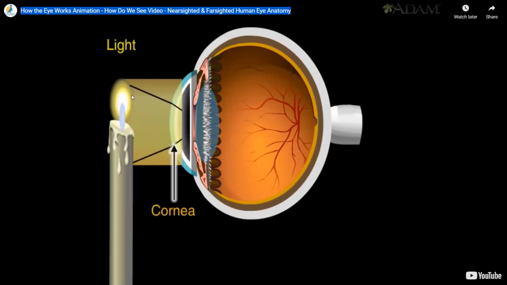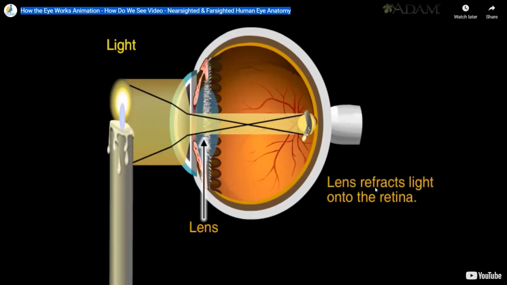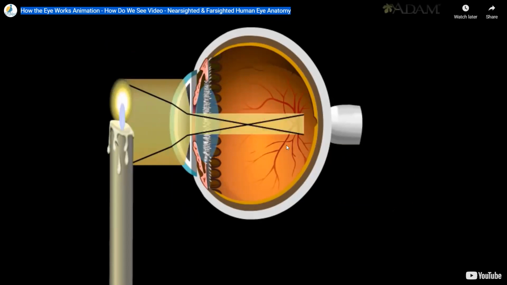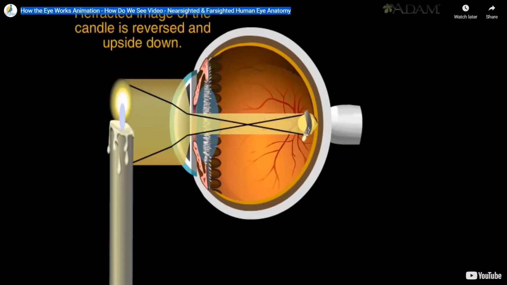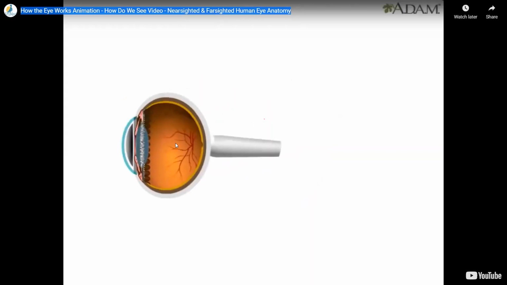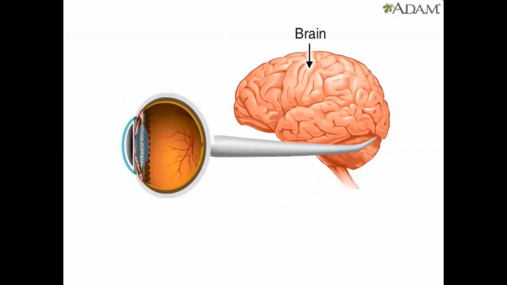The light falls on the cornea first, the clear dome that reflects light, and after that it falls on the lens as well. The lens reflects the light onto the retina. The retina is the internal part, and the image shows upside down, and then it makes us able to see.